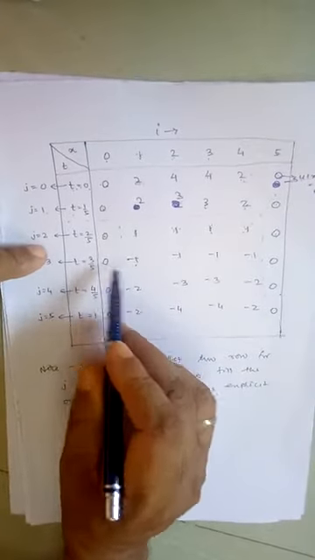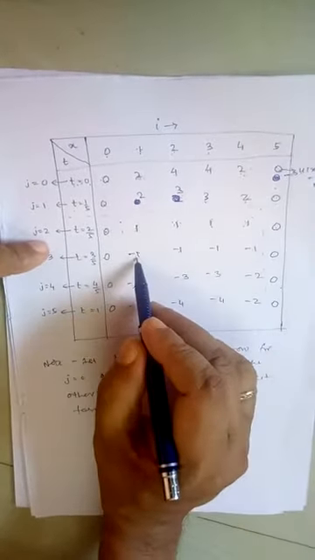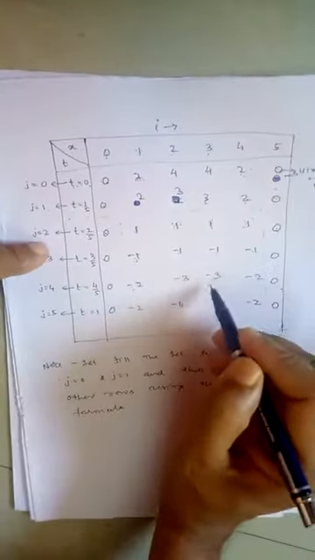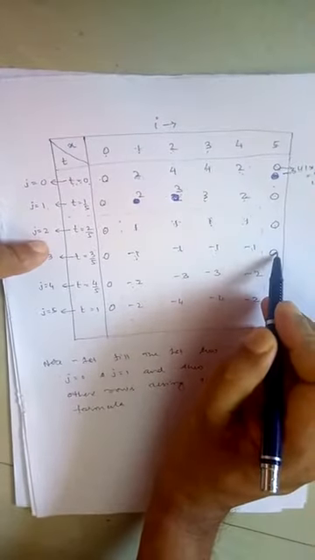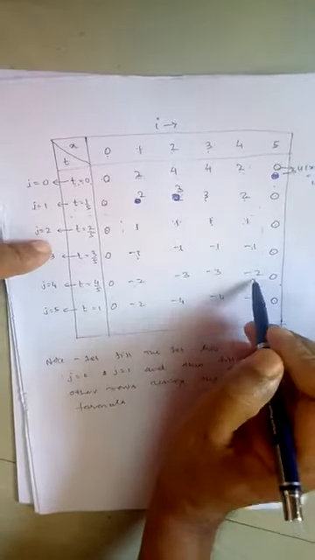Again at this position, 0 plus minus 1, minus 1, minus 1 is minus 2. At this position, minus 1, minus 2, and minus 1 is minus 3. At this position, minus 1, minus 2, minus 1, minus 3. At this position, minus 1, 0, minus 1 plus 0, minus 1, so minus 1, minus 2.